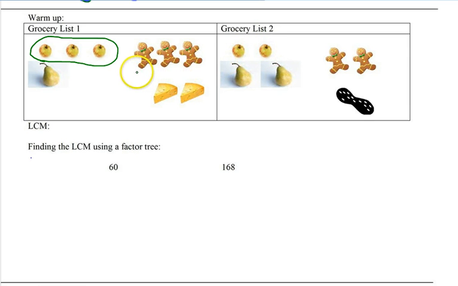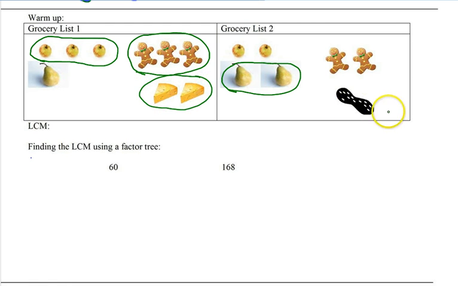And you can do the same with the cookies. If you bought 3 packs of cookies, it would cover the 2 cookies. What about the pears? Which one's bigger, 1 pear or 2 pears? 2. So if you buy 2 packs of pears, it will cover the 1 pack of pear. What else do we need? We need some cheese, and we need a peanut.